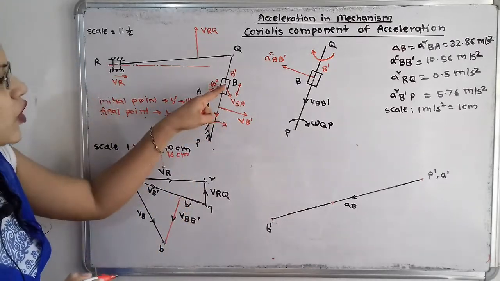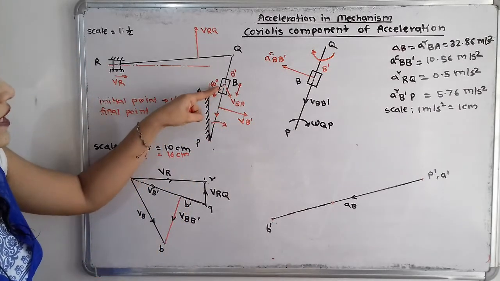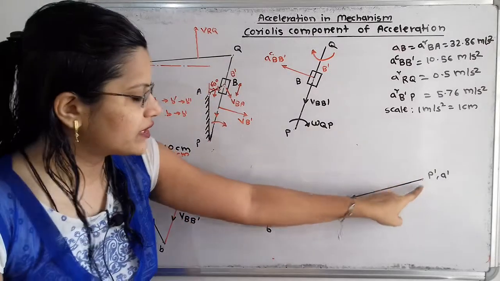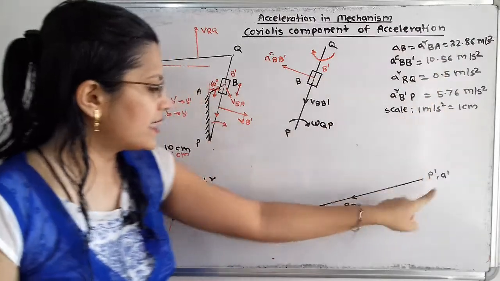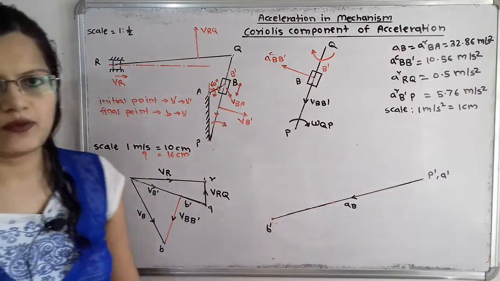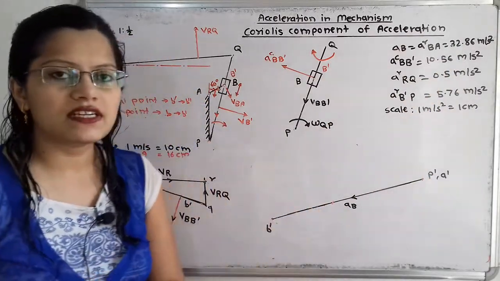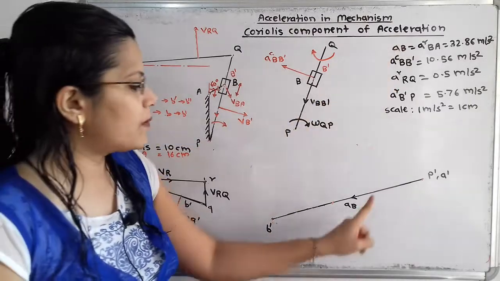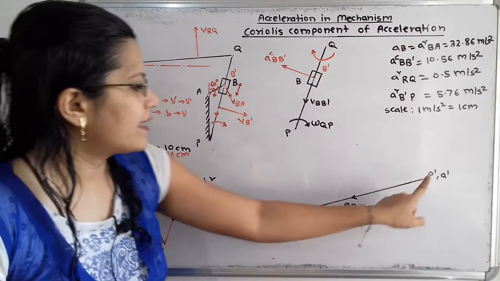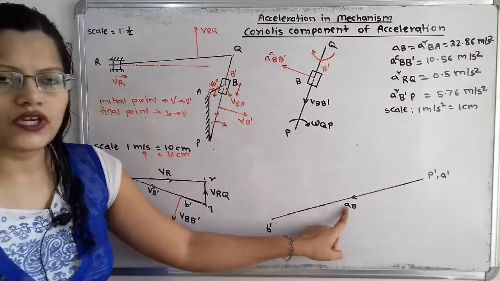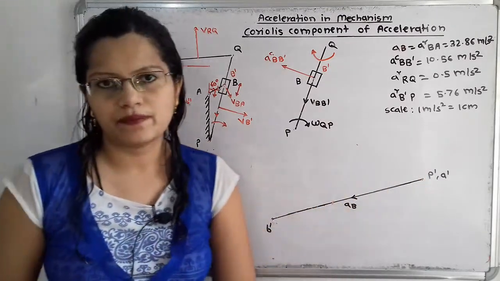So we have to draw one line parallel to this link AB and in the same direction. So here is the line. And as per the scale, we have to take here 32.8 centimeter, and this is the final point. So this is the total acceleration. I have shown it with the help of a black marker, and we will give here the vector A dash B dash as the total acceleration A at point B.